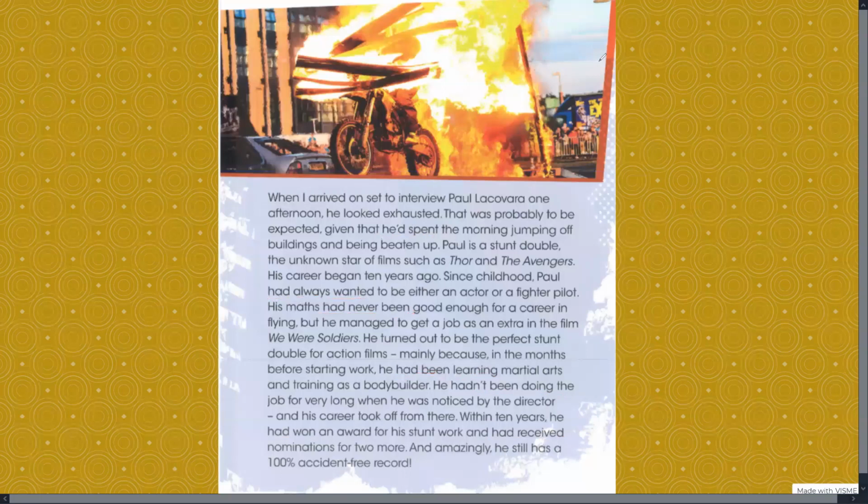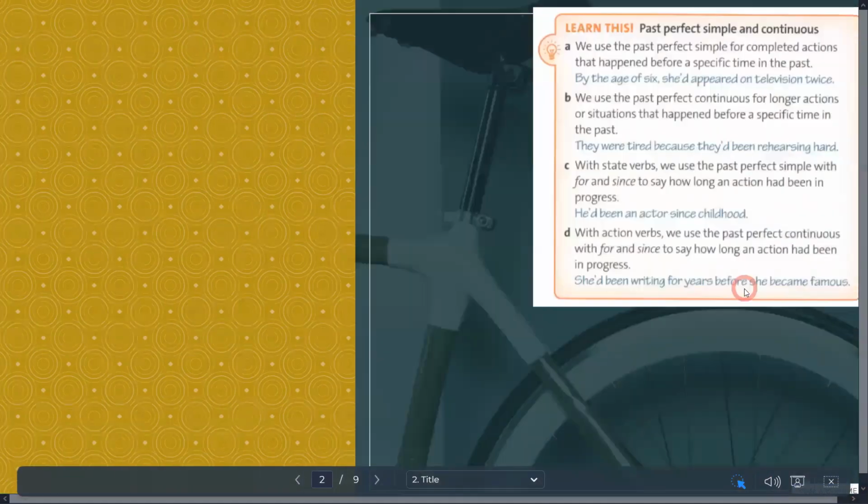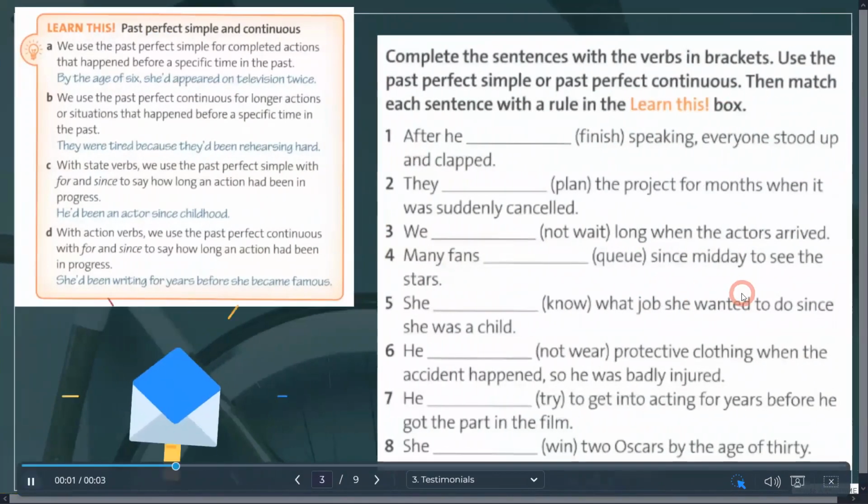Now that we have done that, let's move on to a few rules. I think you will like them. So here we have a few rules. It says, learn this, past perfect simple and continuous. We have A, B, C, and D. So 4 things we have to keep in mind when we deal with the past perfect simple and continuous.